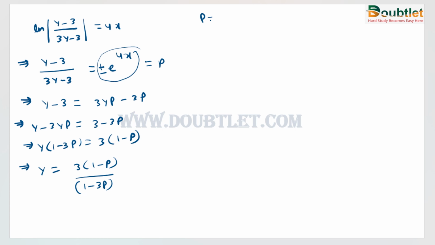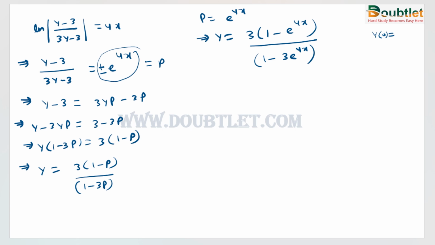Now let's take p is equal to e to the power 4x first. So from here we can write y is equal to (1 minus e to the power 4x) divided by (1 minus 3 e to the power 4x). Now we will check whether this equation satisfies y0 is equal to 0. If we put 0 in place of x, it becomes 1 minus 1 in the numerator and 1 minus 3 in the denominator, which gives 0. So this equation is satisfying, meaning this is the correct solution.